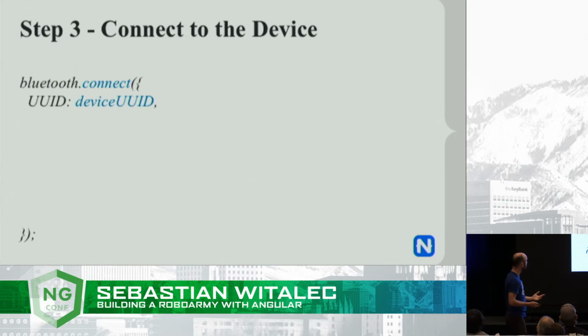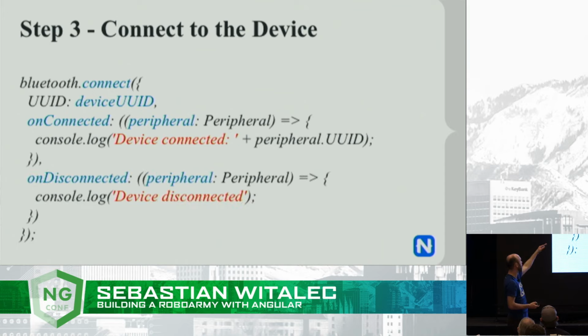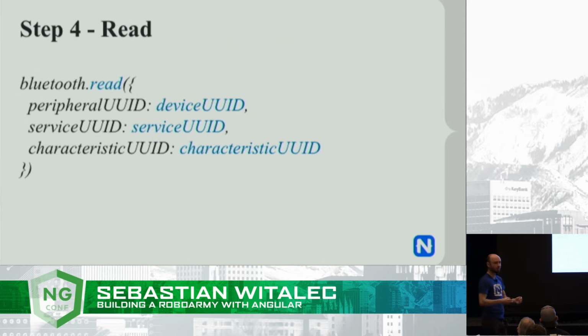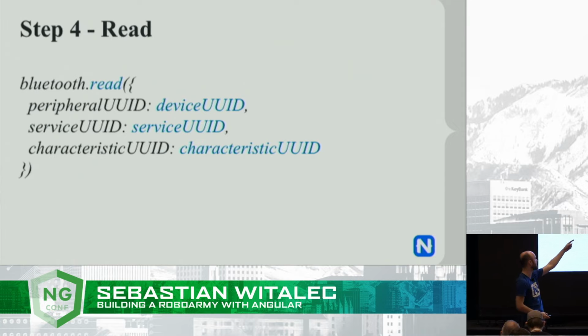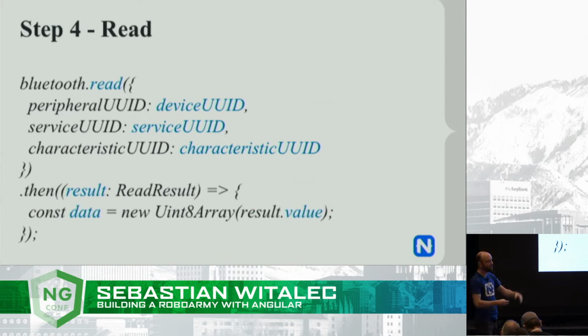If you want to connect to the device, you just call Bluetooth connect, pass the device UUID, and then we have two callbacks, one on connected, one on disconnected, so you can control the life cycle of your communication with the device. Finally, if you want to, let's say, get the battery level from the robot, just call Bluetooth read and pass in the device service and characteristic UUIDs. This gives us a promise, we can parse it, and that's how we get the values from the robot.